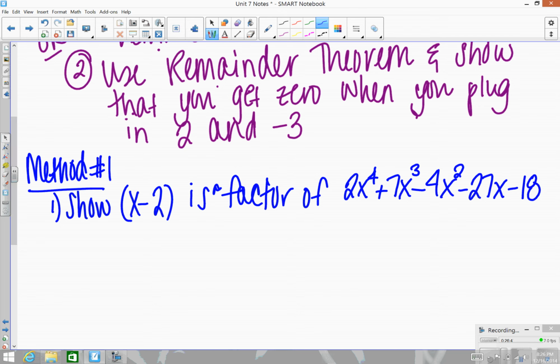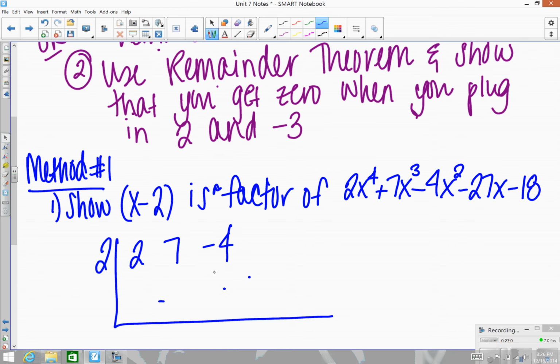So what I'm going to do is divide by 2, or in the synthetic division put 2. Really what I'm doing is I'm dividing by x minus 2, but really what always goes here is the solution. So it's the 2, and you're going to put your coefficients, so 2, 7, negative 4, negative 27, negative 18. And then you're going to start the process.